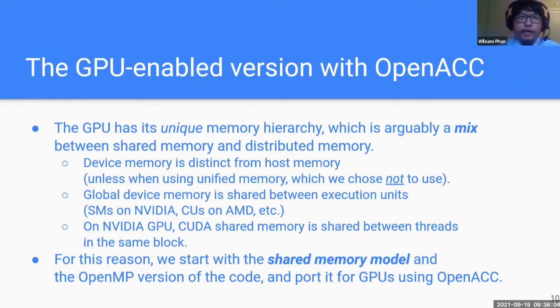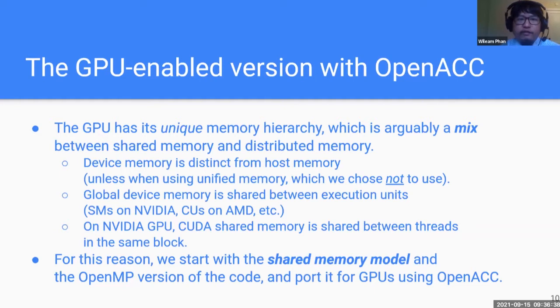In the beginning, we picked the OpenMP version, the shared memory model, because the GPU has a unique memory hierarchy. I can argue that it's a mix between shared memory and distributed memory. Distributed memory in the sense that the device memory, the memory of the GPU, is distinct from the CPU, from the host memory. Unless you are using unified memory, in this case, we chose not to use unified memory because we want to isolate the time needed to transfer data from and to the GPU.